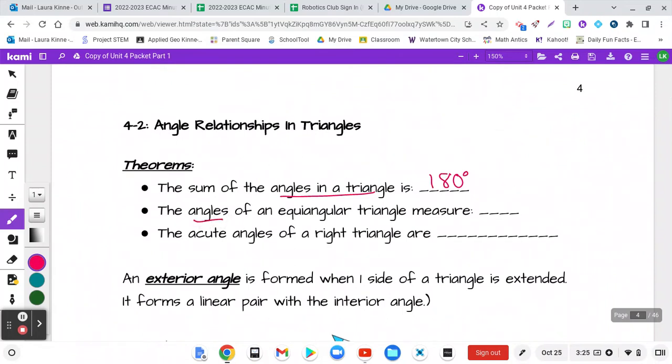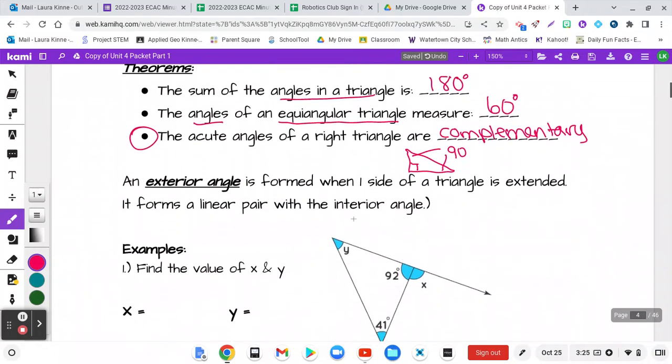The angles of an equiangular triangle measure 60. We already talked about that. And the acute angles of a right triangle are complementary. So if you have a right triangle, that's 90. So these would also have to add up to 90 to make the whole thing 180. That's something that we'll worry about later on in the year. But for now, make sure you know the angles in a triangle add up to 180.